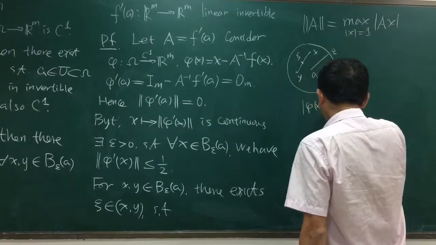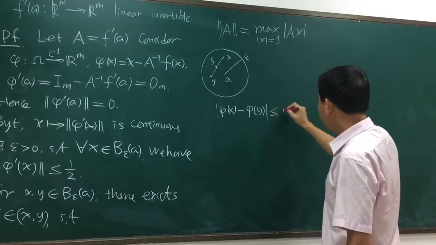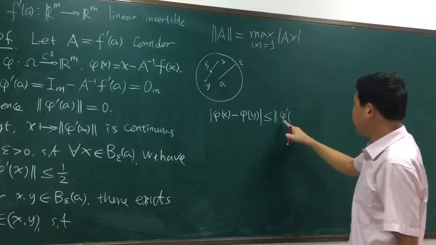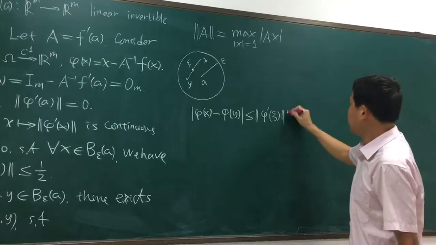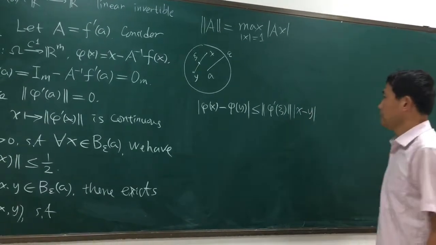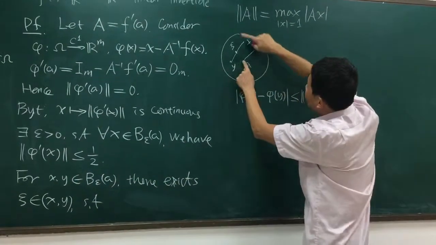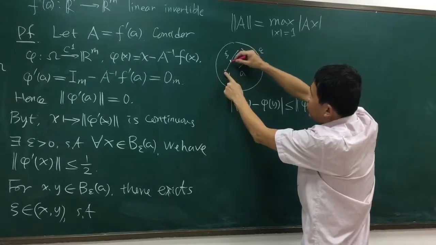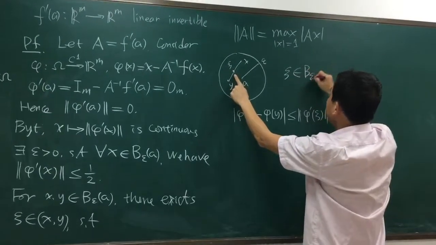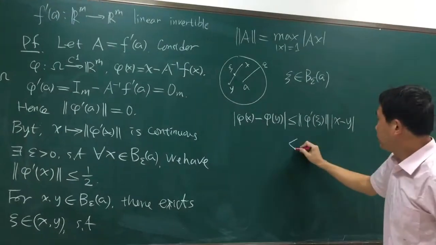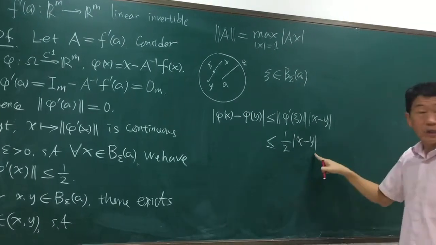the distance between phi x and phi y is less than or equal to the metric norm of the derivative of phi at this intermediate point times the distance between x and y. But as x and y are in this ball, any point between the segment, in particular our xi here, is also in this ball. So this will not be greater than a half times the distance between x and y.